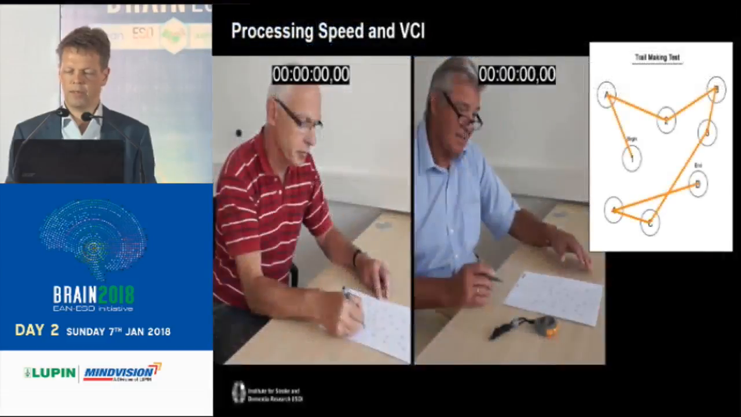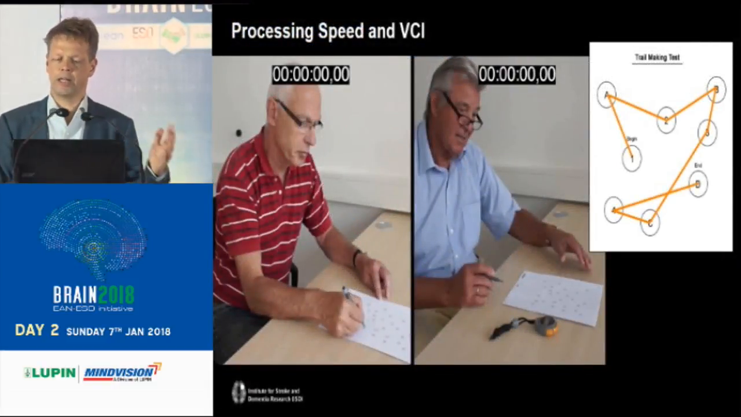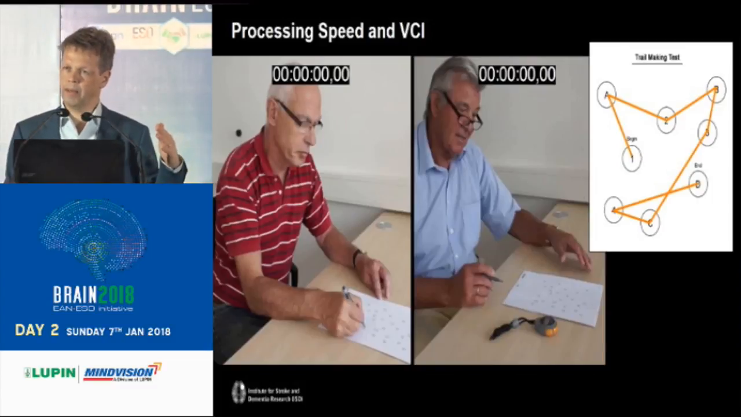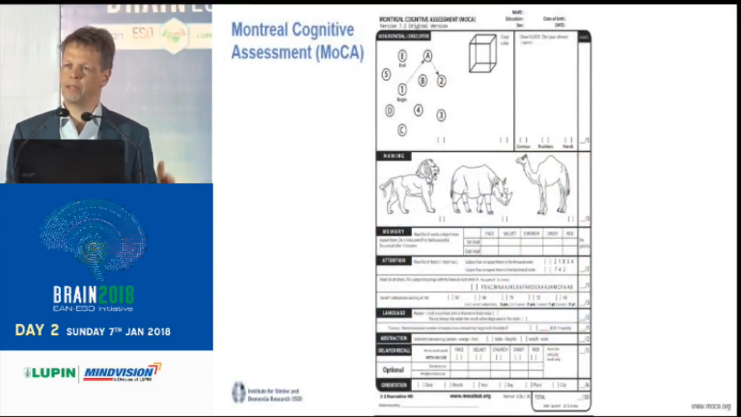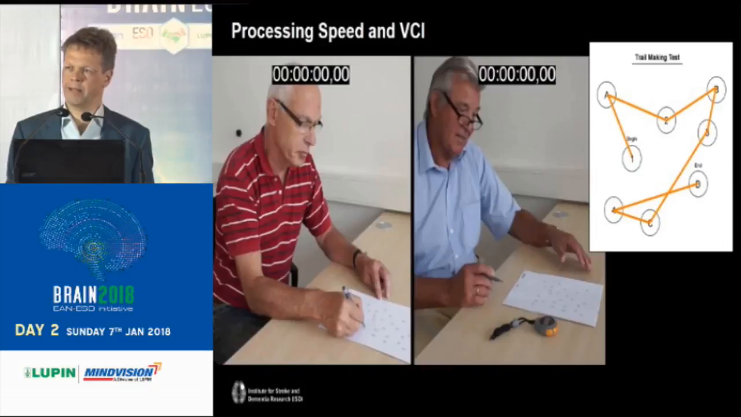Now, these are 2 individuals here. I'll go back, and on the left, you see a gentleman who has severe vascular cognitive impairment. Actually, it's a patient with CADASIL. And on the right, you have a patient with subjective cognitive complaints, but who turned out to be cognitively normal upon detailed cognitive testing. And the test I'm going to show here is the so-called trail-making test.